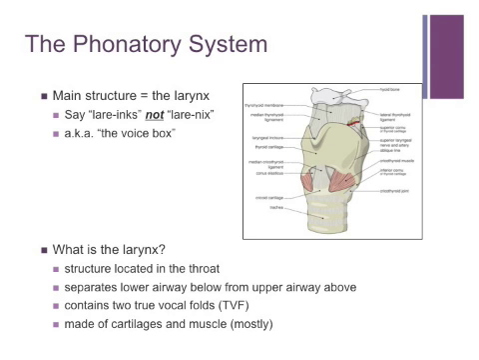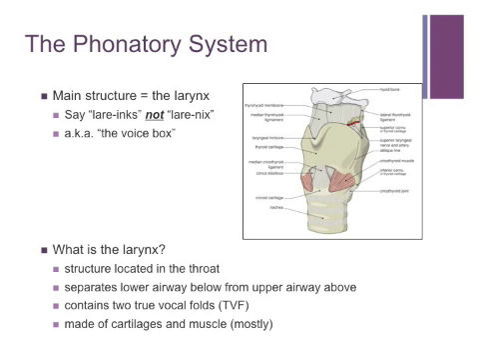Pause the video and say it with me. Larynx. Note that the correct pronunciation is larynx, not larynx. The larynx is a structure located in your throat that separates the lower airway, below, from the upper airway, above. Inside the larynx are our two true vocal folds, also known as the vocal cords, that vibrate to produce the source for voiced speech sounds. The larynx is made up mostly of cartilages and muscles.